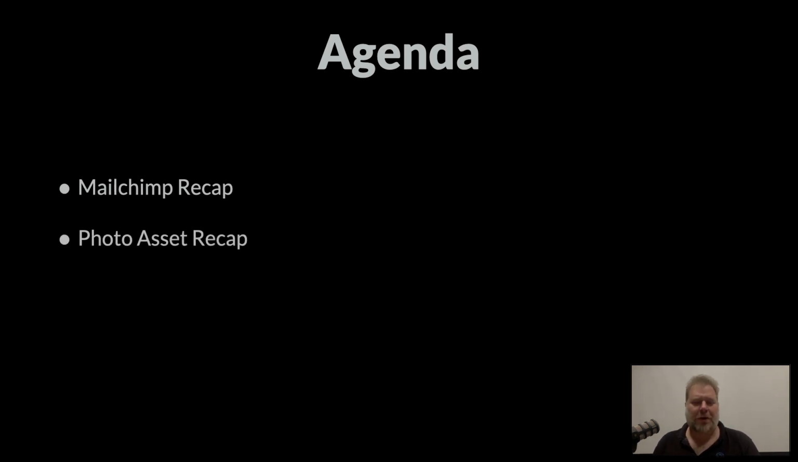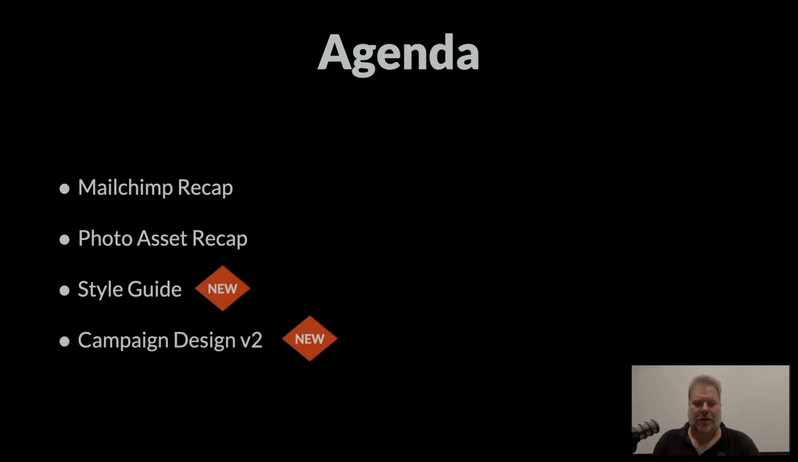Let's have a look at the agenda. We're going to do a quick recap on MailChimp. We're going to do a quick recap on preparing photographs for the newsletter. Then we're going to look into this new style guide and our campaign template V2 for MailChimp, which are the new parts.